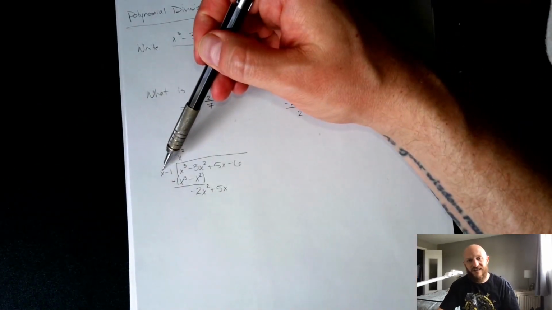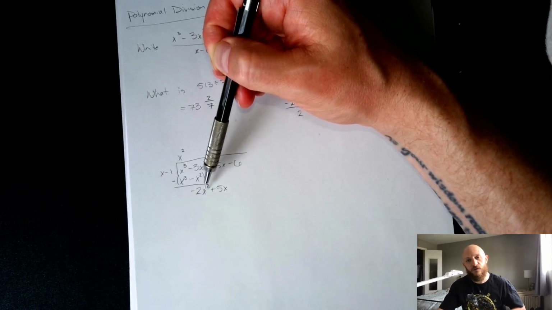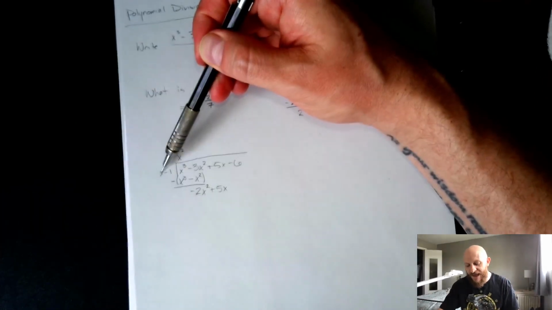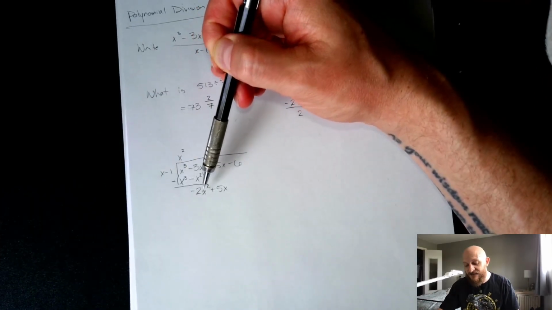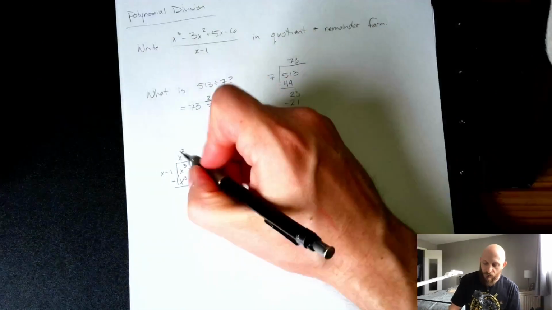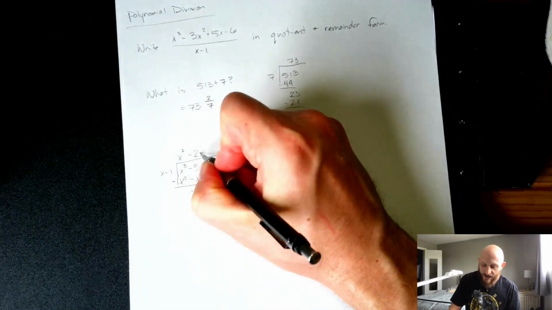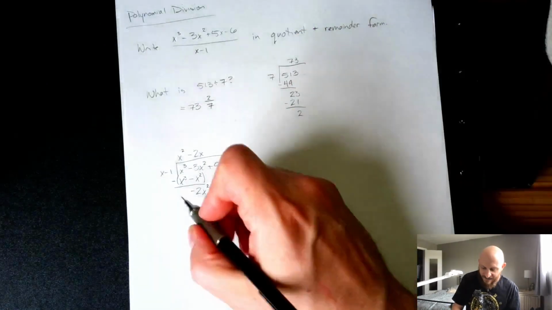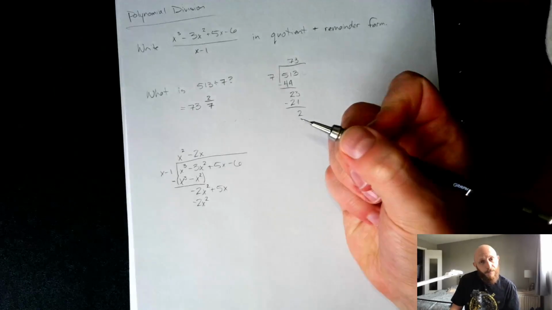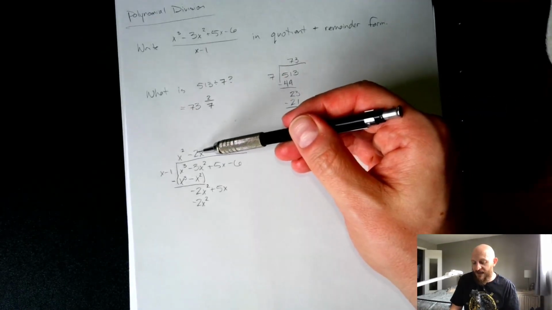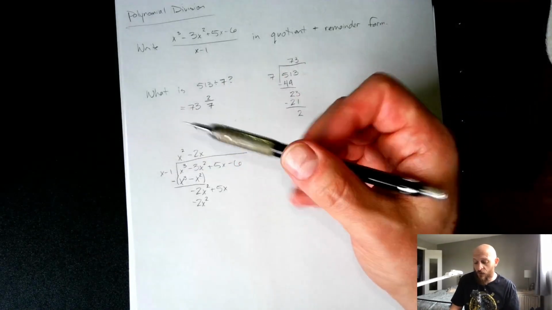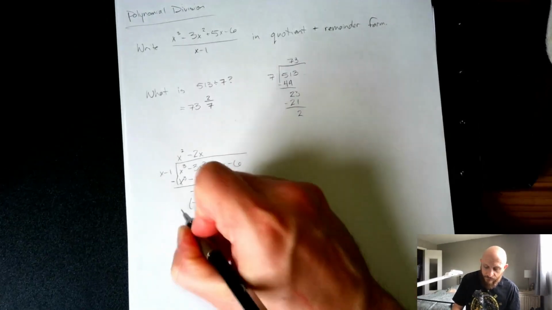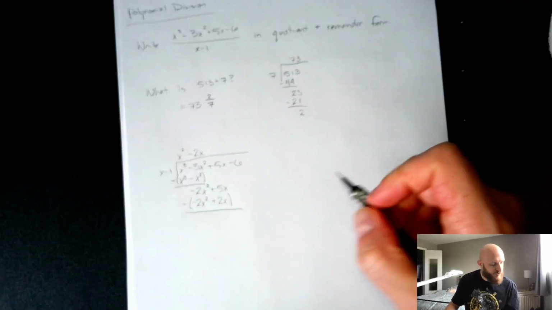How many times does x go into negative 2x squared? Or, in other words, the equivalent question is, what do we have to multiply x by for it to become negative 2x squared? Well, we've got to multiply x by negative 2x. Negative 2x times x becomes negative 2x squared. And then push that through the divisor. Negative 2x times negative 1 becomes positive 2x.